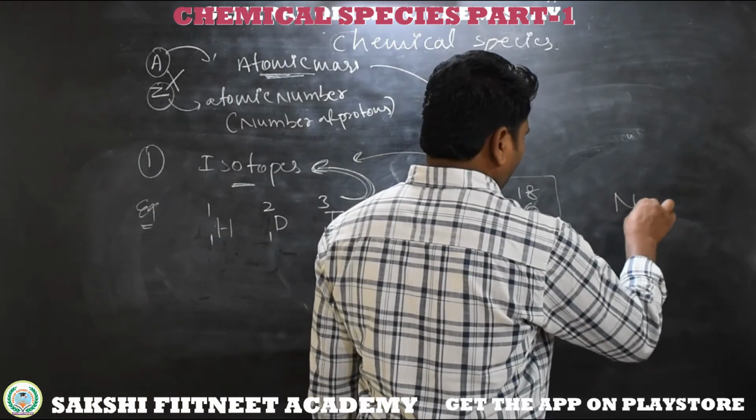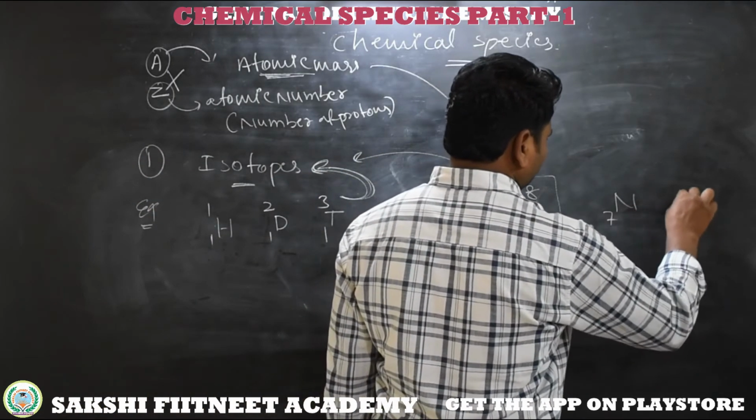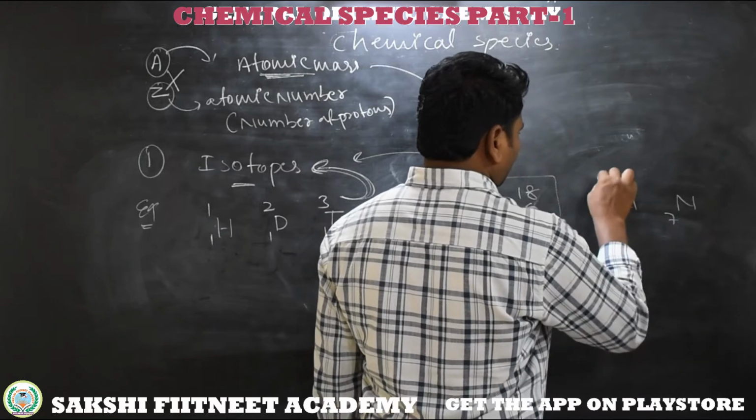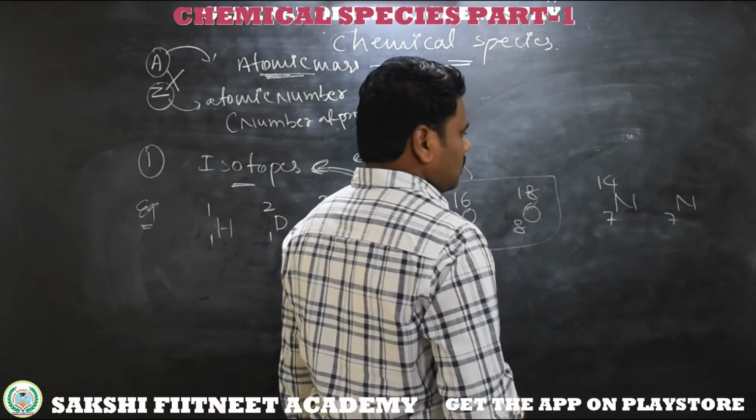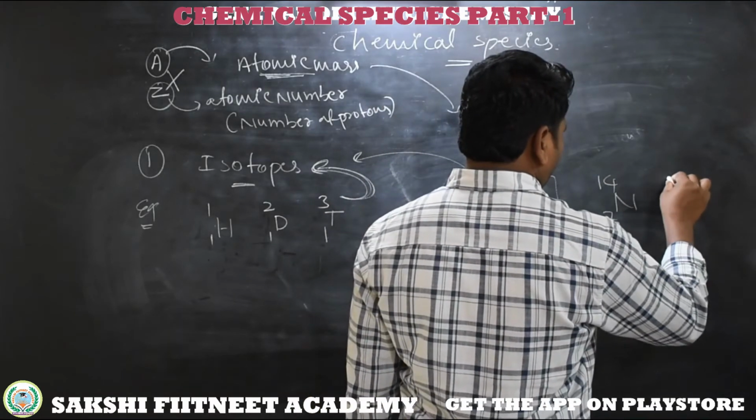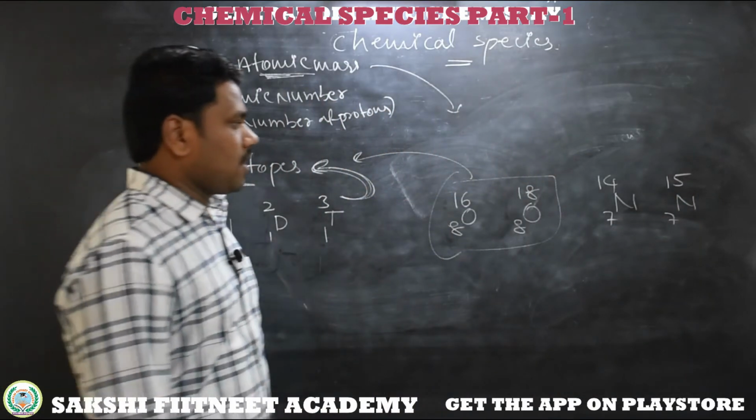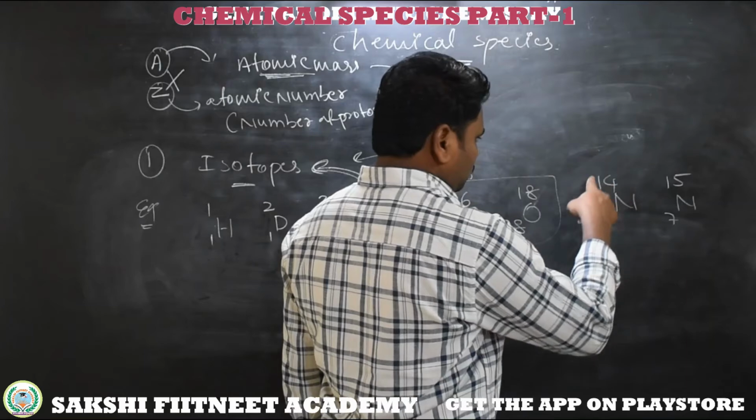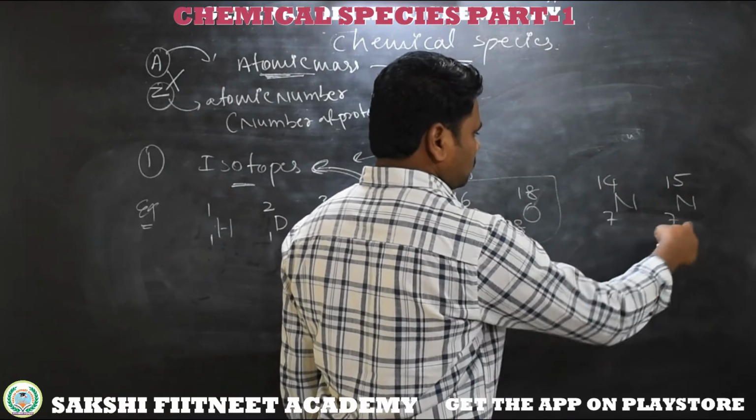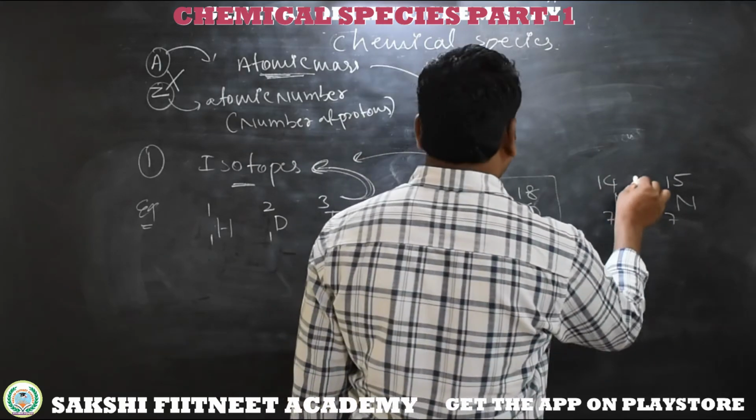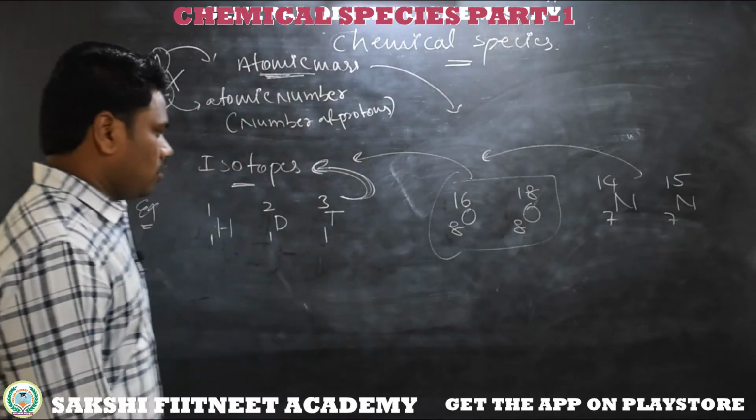Next, coming to nitrogen, atomic number 7. Nitrogen has atomic number 7, but this nitrogen has atomic mass 14 and this nitrogen has atomic mass 15. Here 14 and 15 are different mass numbers with the same atomic number. These are also classified as isotopes.